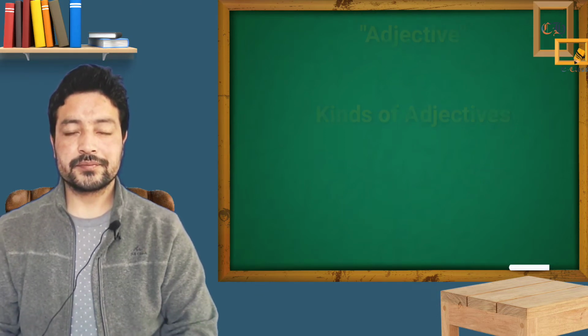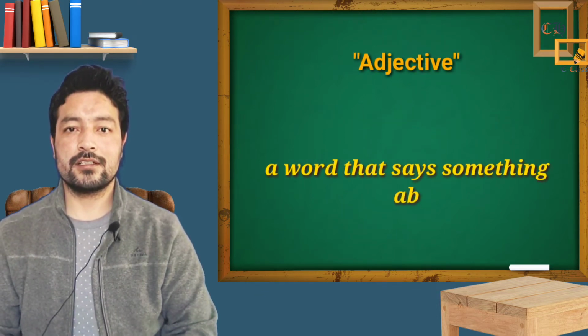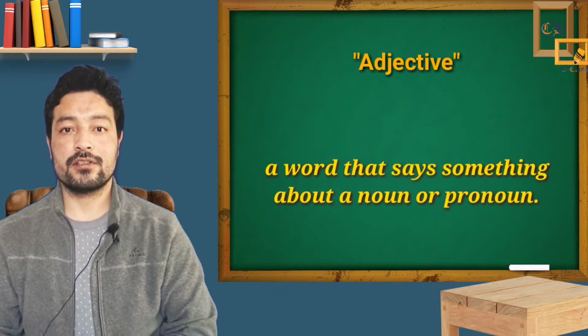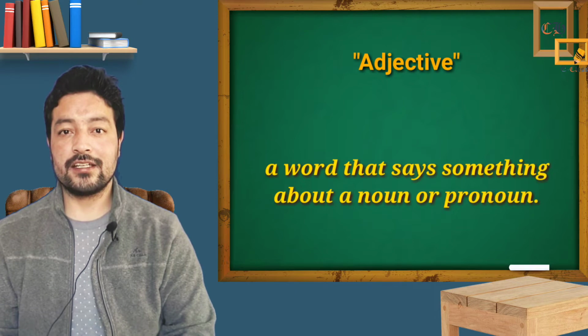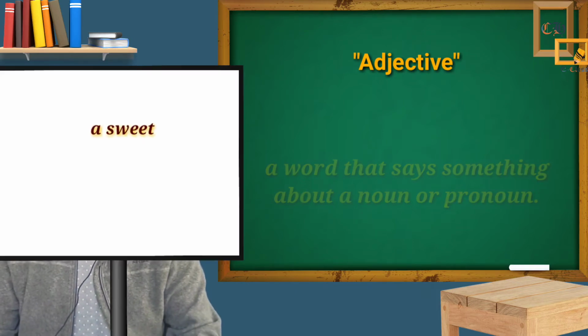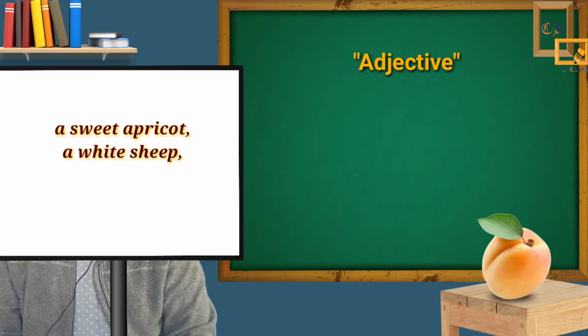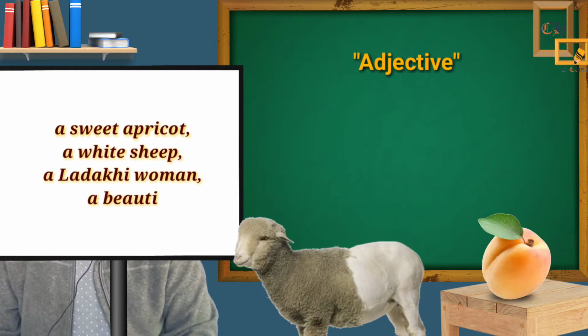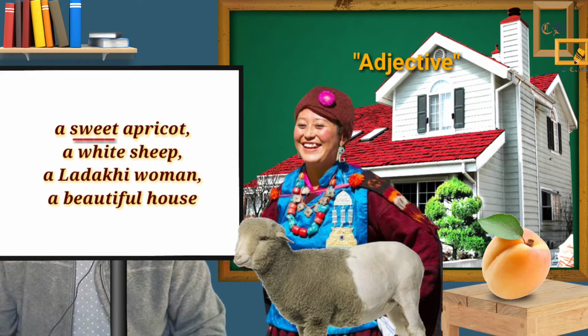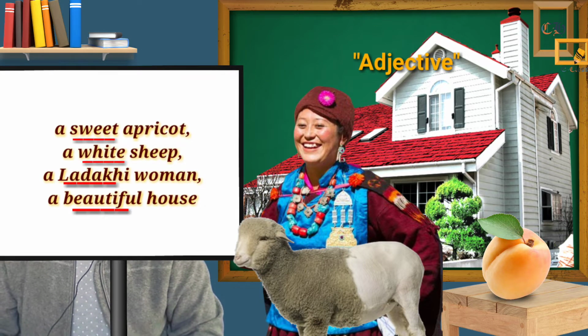So let's start. You may have heard the definition that an adjective is a word which modifies or qualifies a noun or a pronoun in a sentence. In a simple way, we can say that an adjective is a describing word. Let's see these examples. A sweet apricot, a white sheep, a Ladakhi woman, a beautiful house. As you can see, the words sweet, white, Ladakhi and beautiful are modifying the nouns, or telling more about the nouns apricot, sheep, woman and house.